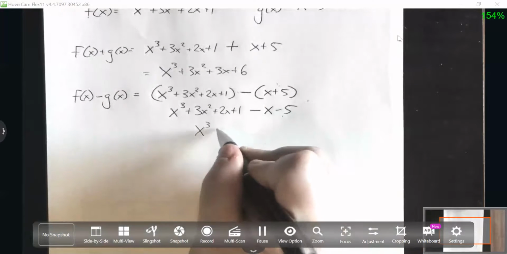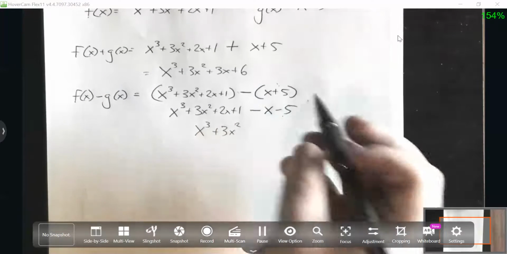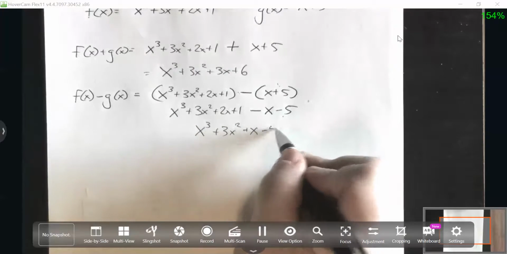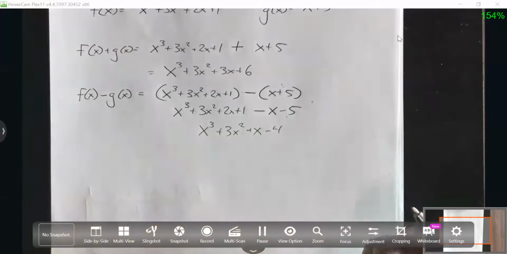Finally, now that we have this, we can just combine like terms like we did before. 2x minus x is x. 1 minus 5 is negative 4. And that would be my answer.